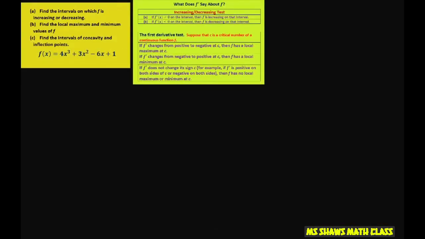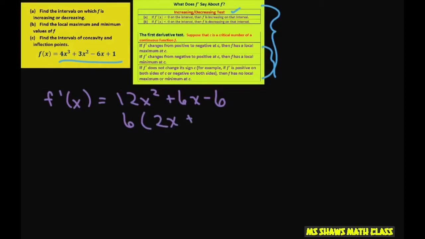So what we're going to do is look at the increasing, decreasing test. If our derivative of f is positive on the interval, then f is increasing. If our derivative is negative on the interval, then f is decreasing on that interval. And then we're going to look at our local max and min. So here's our function, and we're going to take the derivative.